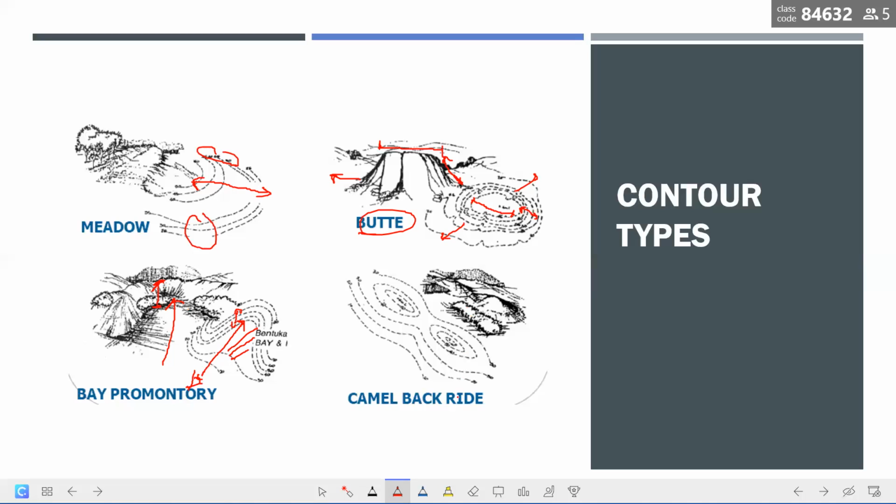And then a camelback ridge, where you have two elevated land formations, or maybe it may not just be two land protrusions. It could be multiple. It could be 3 or maybe 4 land protrusions, but any formation that has multiple protrusions such as this is known as a camelback ridge.